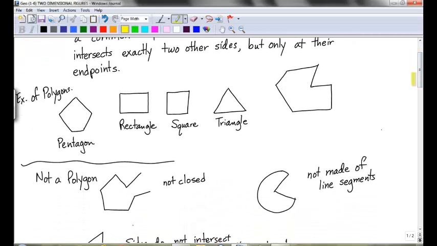Okay, here's examples that are not polygons. If it's not a closed figure, like this one, if they don't close it here, then it's not a polygon. So one that's not closed. Another example, this one kind of looks like the old Pac-Man. If it's got a curve on it, if it's not made up of line segments, then it's not a polygon.